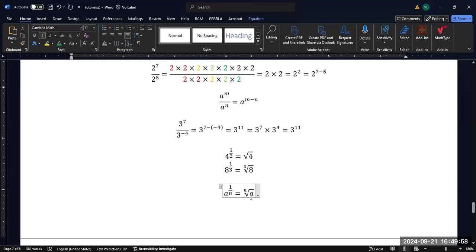So the nth root of a, the square root of a: what number do I have to multiply by itself 2 times to get 4? What number do I have to multiply by itself to get 4 is 2. What number do I have to multiply by itself 3 times in order to get 8? That's also 2.